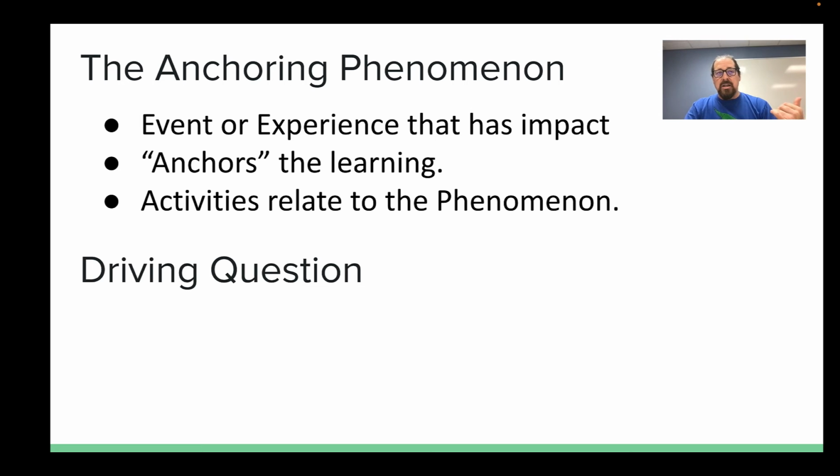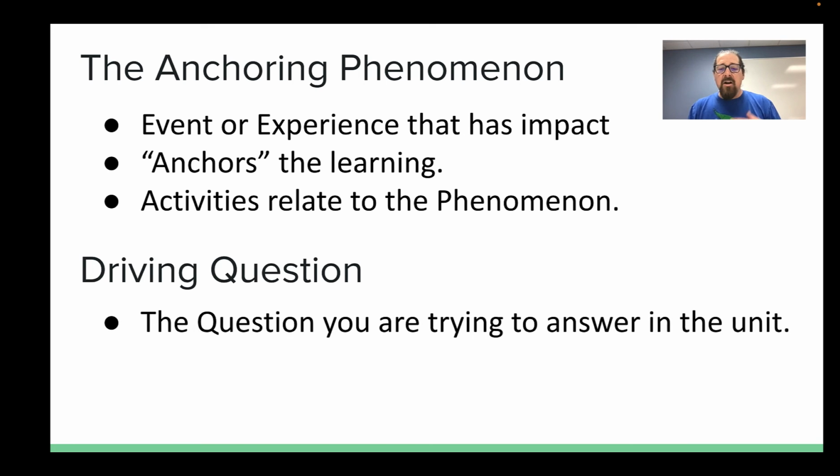The driving question is similar to the phenomenon in that it's typically connected to that phenomenon, there's some question to it. How does this work? Where does this come from? How do I make this from this? Whatever it might be, the driving question links to the anchoring phenomenon. So there's this experience that students have, and now there's this question that we're trying to answer, which is ultimately what science is all about.